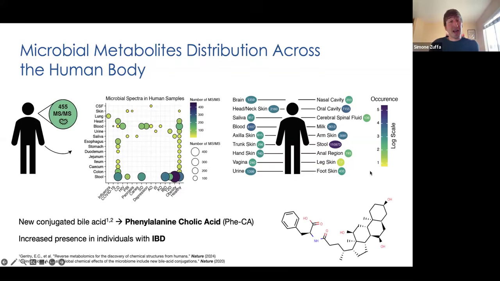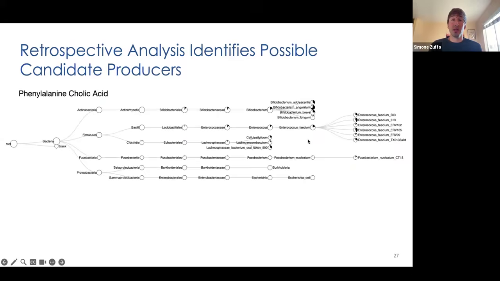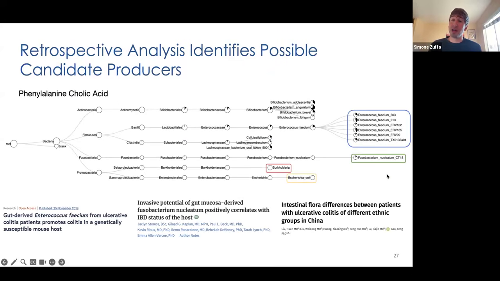I also want to showcase another application. For example, we searched for a new conjugated bile acid, phenylalanocholic acid, that hopefully you have read about in the paper finally published in Nature from our lab a couple of weeks ago, which we showed to be increased in individuals affected with inflammatory bowel disease. If we search for the MS/MS spectrum of this particular conjugated bile acid, we are able to observe it match monocultures of bacteria that were previously associated with IBD.